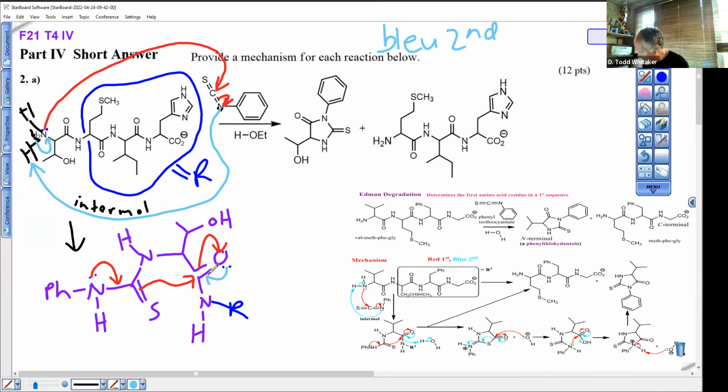And they hoof off NHR prime. In this case, we don't have water. Are you going to give up because we don't have water? Or are you just going to use ethanol instead? You're going to use ethanol instead. Don't give up. Okay, so HOEt, ethanol, is our source of a proton that we're going to use right now.